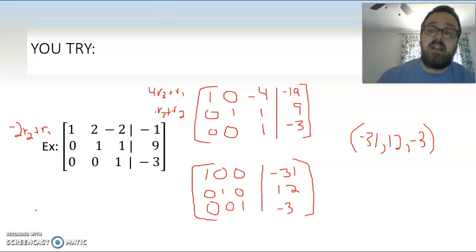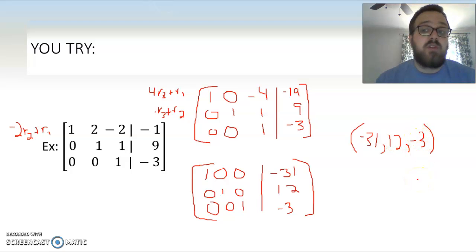So this will walk you through my steps. What I did was negative 2 times row 2 plus row 1. That got rid of this y value up here. So I had this column kind of taken care of. And then for the last column, I did negative row 3 plus row 2 and 4 row 3 plus row 1. And ended up with this reduced echelon form. And my answer was negative 31 for x, 12 for y, and negative 3 for z.